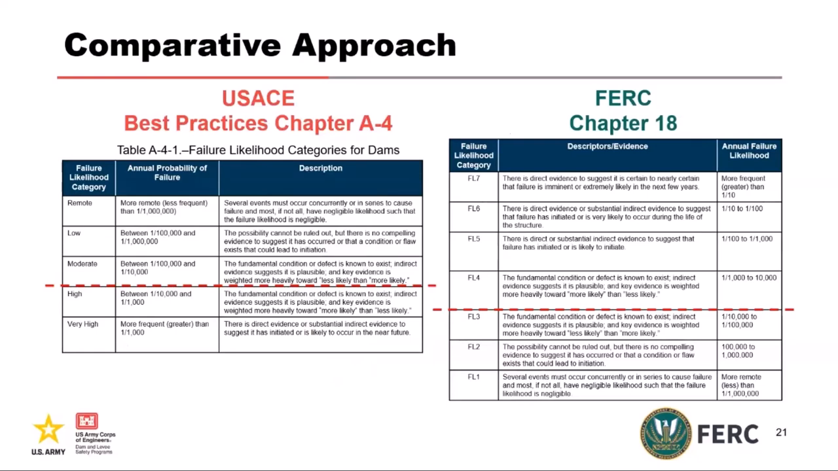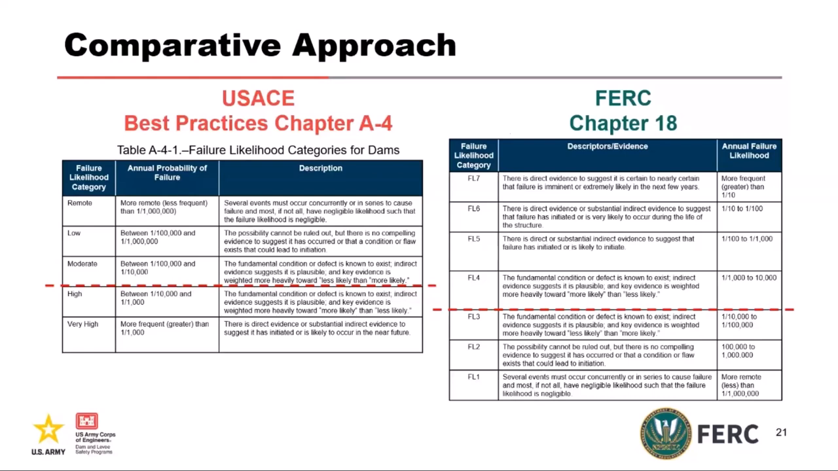In best practices, chapter 8.4, there are failure likelihood categories for dams. So how you read this is you use a verbal descriptor. This is what it means, an annual probability of failure. And this is the description you use. So this is one way we can get into one of those boxes. Well, this is for dams, but you can use the same thing on levees.